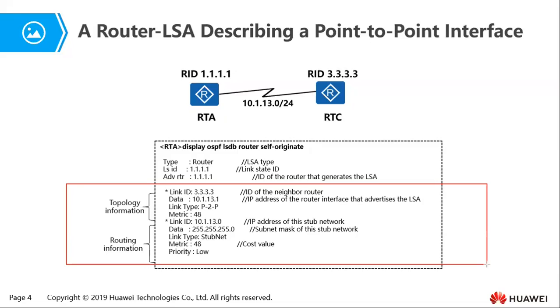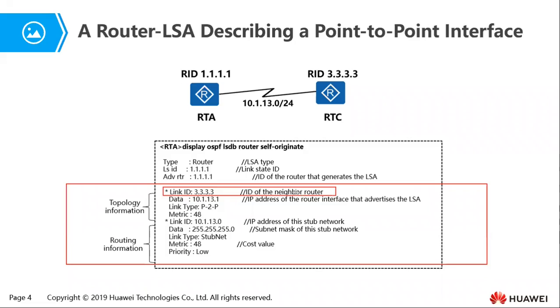Now, a Router-LSA is used to describe multiple links that are directly connected to that particular router. So it uses several fields to do that. One of them is the link ID. So for example, here we have the link ID.